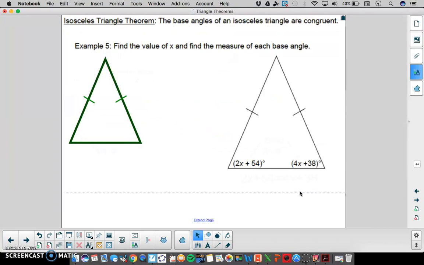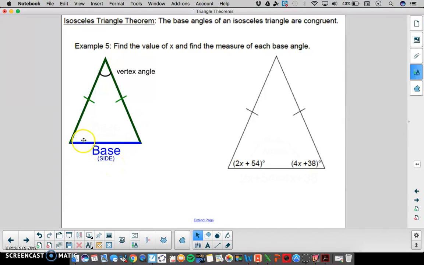We have the Isosceles Triangle Theorem that states the base angles of an isosceles triangle are congruent. First, let's talk about what the base angles of an isosceles triangle are. I have this green isosceles triangle over here. Let's look at what the parts of an isosceles triangle are. We have the two congruent sides. The angle that is included between the two congruent sides is called the vertex angle. So the vertex angle of this isosceles triangle is here. The base is the side that is opposite from the vertex angle. So this side right here is the base.